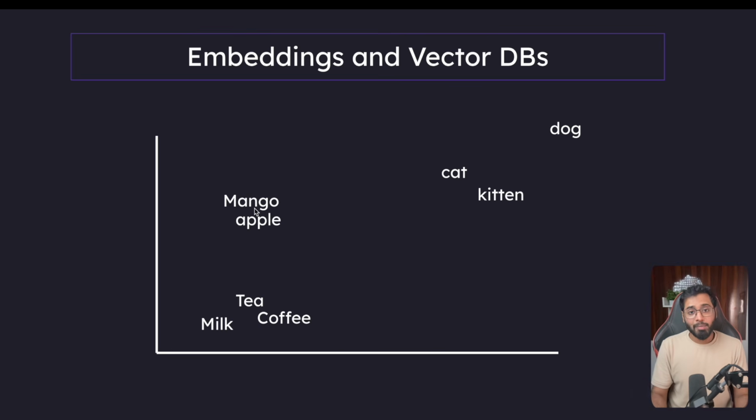You can see mango and apple live together because they are similar fruits, right? We have milk, tea, and coffee. They're all closer to each other. You can see tea and coffee are much closer than milk because tea and coffee are a lot more similar to each other and milk is a little farther away. And here you can see cat and kitten are somewhat closer to each other. And dog, despite being in the vicinity of cat and kitten, is still a little farther away. And they're all very far away from mango or apple because they are not fruits, right? I hope this makes sense.